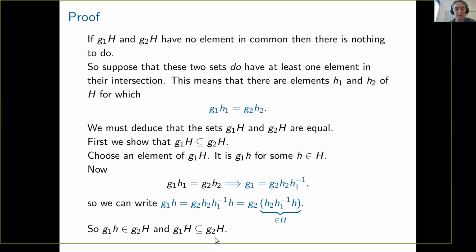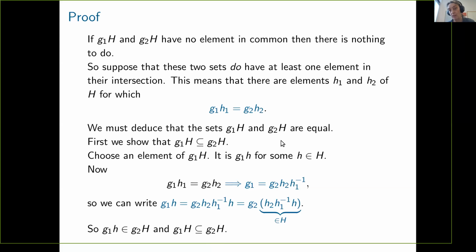So, you know, there is a lot there, and what's really needed to follow the steps of this proof, I think, is a sort of complete familiarity with all of the definitions of subgroups and of cosets. Okay, so we've successfully shown that G1H is a subset of G2H.